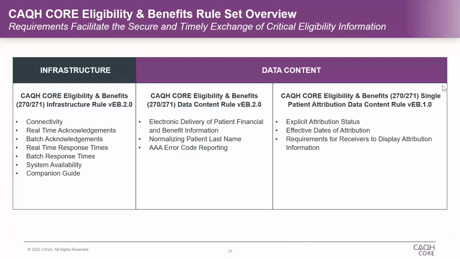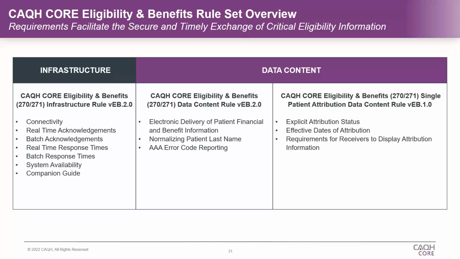And that rule requires health plans to send back the explicit attribution status of a patient. Is it yes or no, this patient is attributed or partially attributed to the provider? What are the effective dates of that attribution? And there are then requirements for the receivers of that transaction, typically a vendor, to display that attribution information so it can be used in an actionable way by the provider. Again, that last rule is not federally mandated. It is available for voluntary industry implementation.